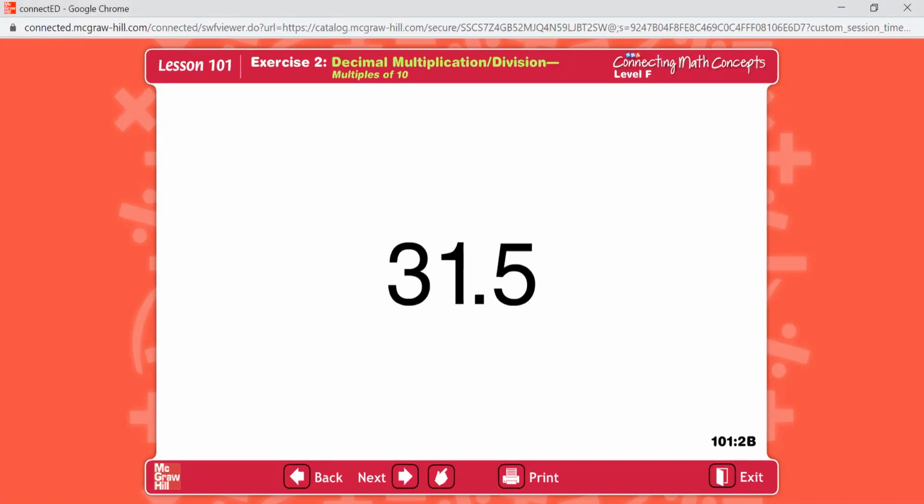Open your workbook to lesson 101 and find part 1. I'll tell you what you multiply or divide each number by. You'll copy the digits below and write the new decimal value. A, 17/100. Multiply 17/100 by 100. Write the new value below.